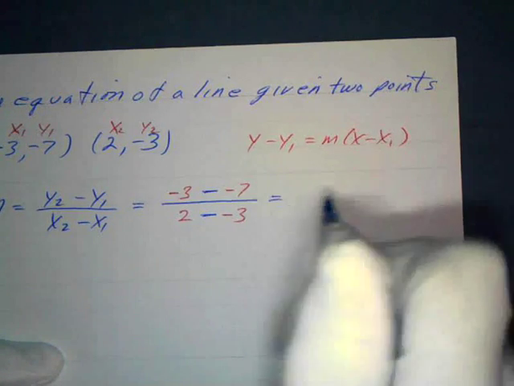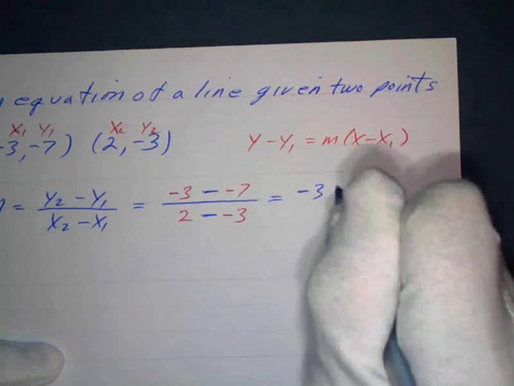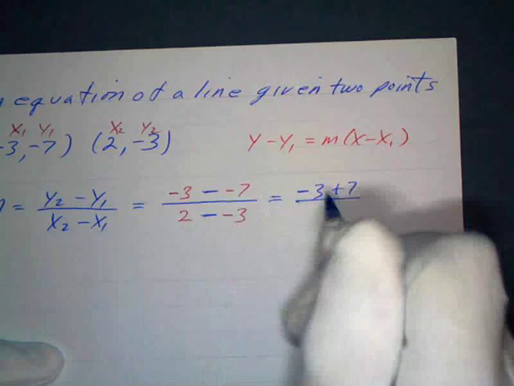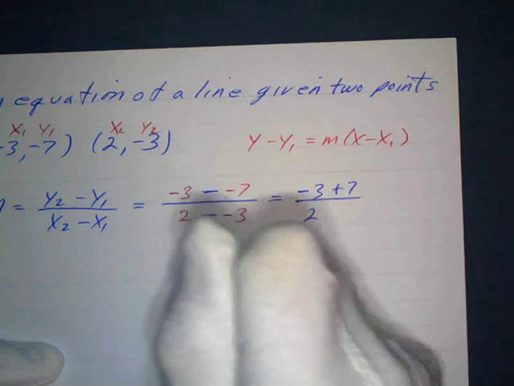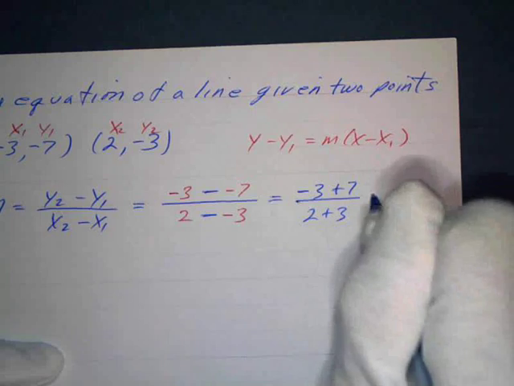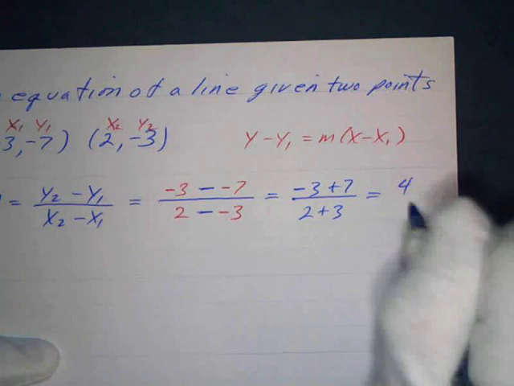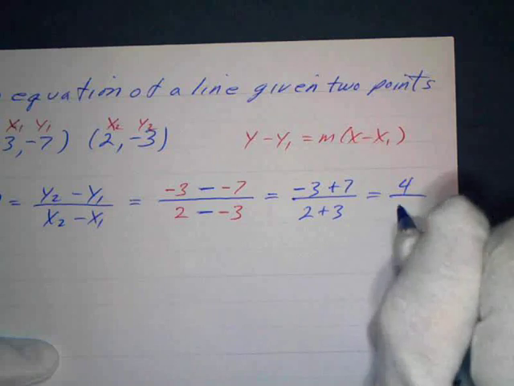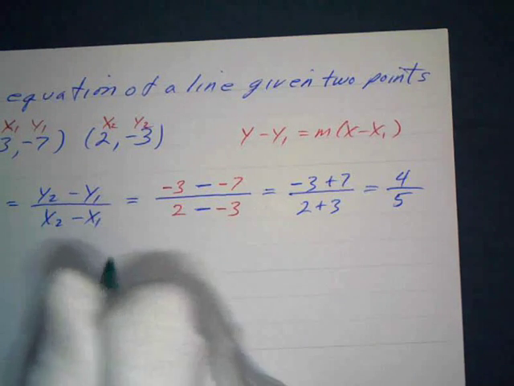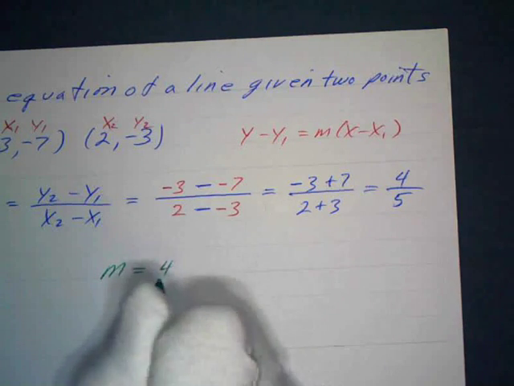That's going to equal negative 3, and a negative times a negative is positive, so plus 7, all over 2, and a negative times a negative is positive, plus 3. And 7 minus 3 is 4, and 2 plus 3 is 5. So I know that my slope now is going to be 4 over 5.